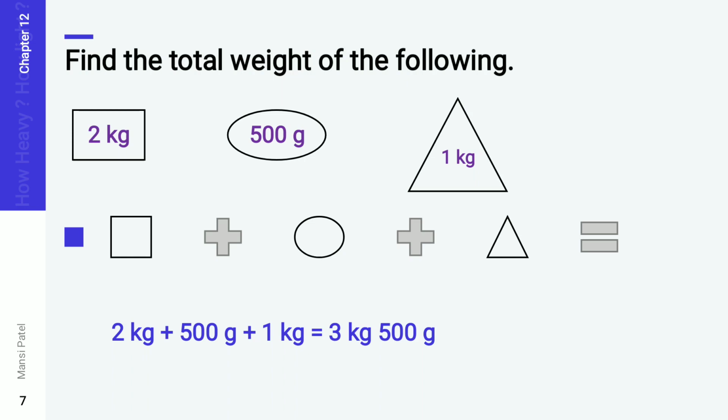So as per the rule, you have to first do the addition of gram. Here they have given only 500 gram to you. So you write down 500 gram as it is. Now what do you want to do? You have to do the addition of kilogram. Here they have given 2 measurements for the kilogram, that is 2 kilogram and 1 kilogram. So 2 plus 1, it's 3. So the answer is 3 kilogram and 500 gram.